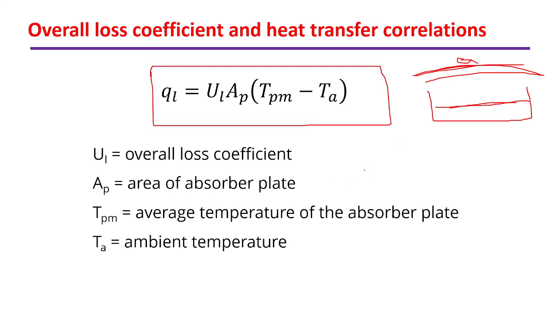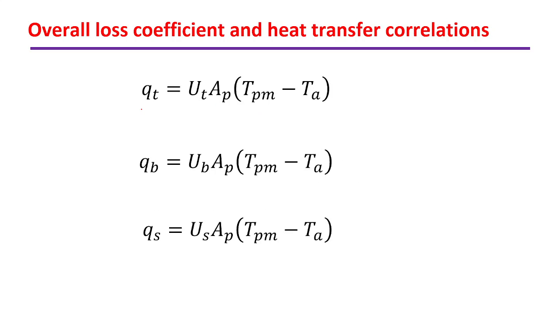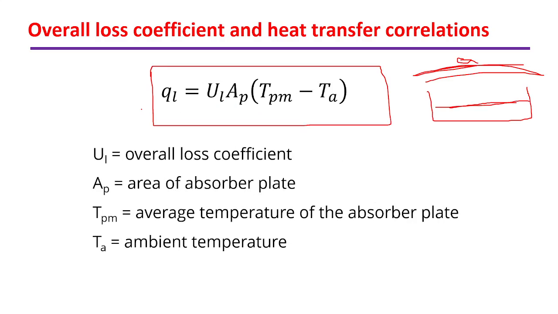This is the QL. For solving the QL, we need the QT, QB, and QS. Once we have the values for the top losses, bottom loss, and side loss rates, then we will be able to have numbers for the QL. This is the very generic equation for heat transfer that we have to keep in mind always.